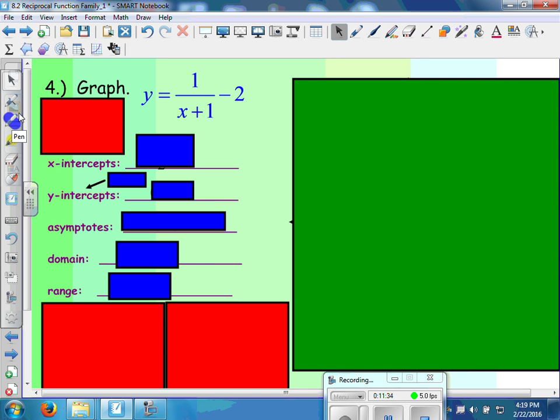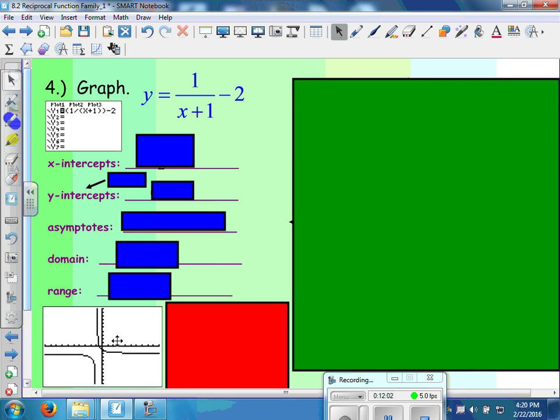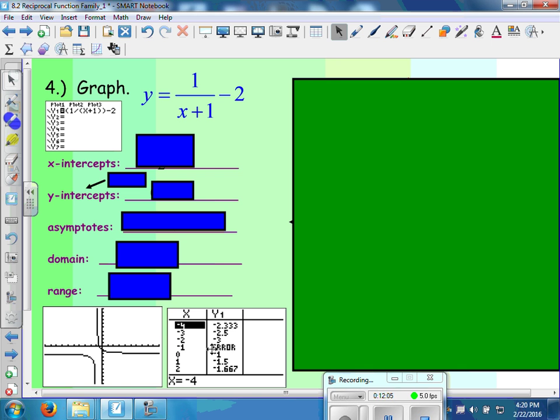Number 4, please enter y equals 1 over x plus 1 minus 2 into your calculator. Make sure you parenthesize the 1 over the x plus 1. I've done it here as a double set of parentheses. I believe you can go ahead and skip the outermost parentheses and just type in 1 over parenthesis x plus 1 and then put your minus 2. It should still give you the same results. Graphically, this is what you're going to see on your calculator, and in the table of values, you'll have a single error at x equals negative 1.